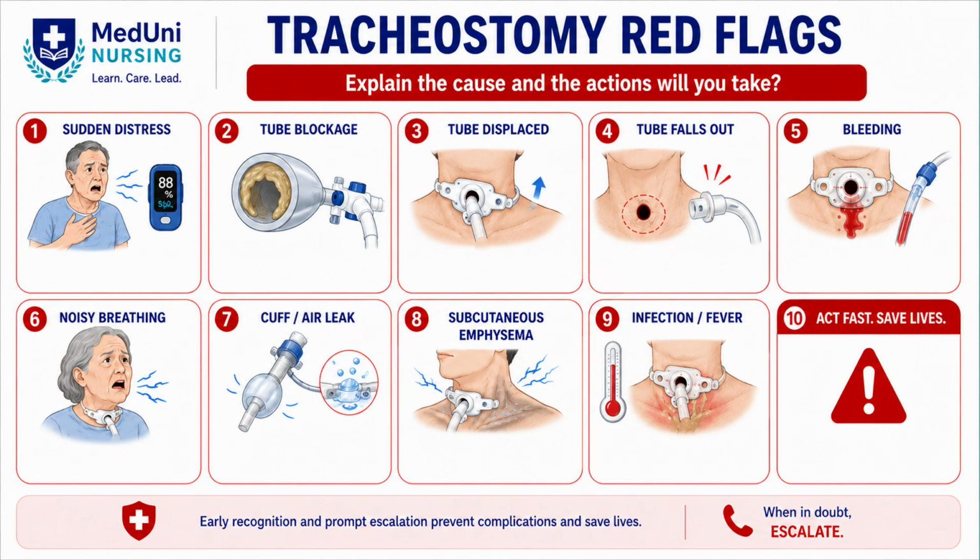If you are trained, suction and check the inner cannula according to local policy. If the tube falls out or is displaced, call emergency help immediately. Oxygenate the patient and prepare airway equipment. Bleeding from the stoma or tube is always important. Feel swelling or crackling around the neck or chest? Think subcutaneous emphysema and escalate urgently.